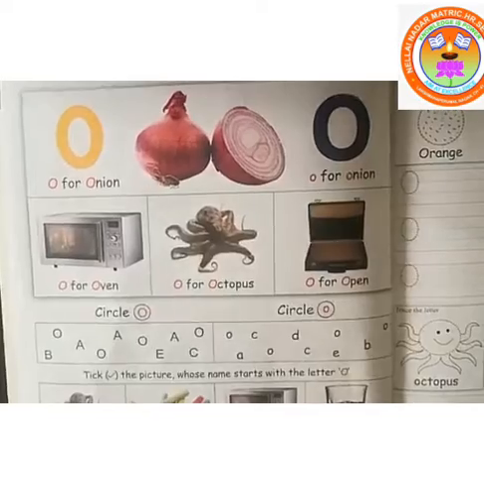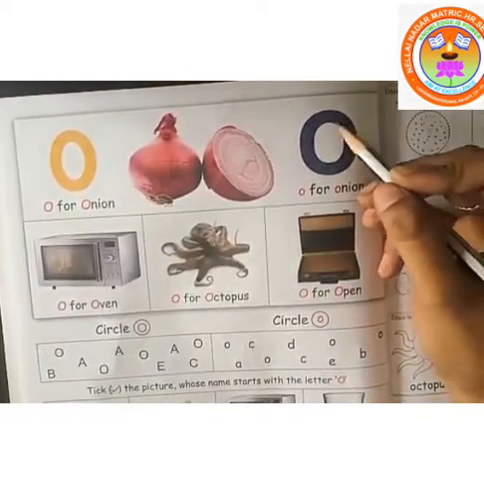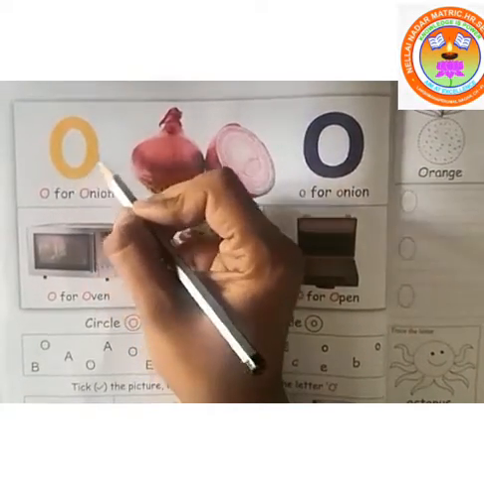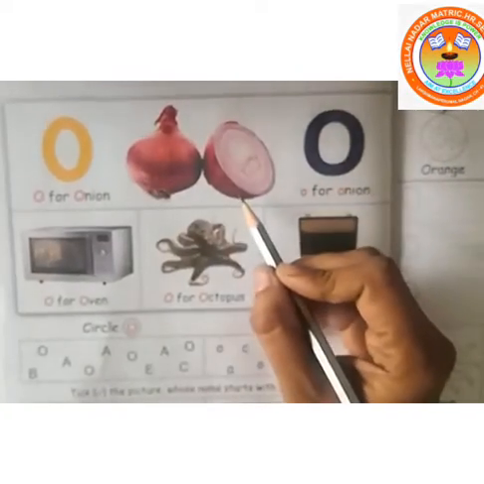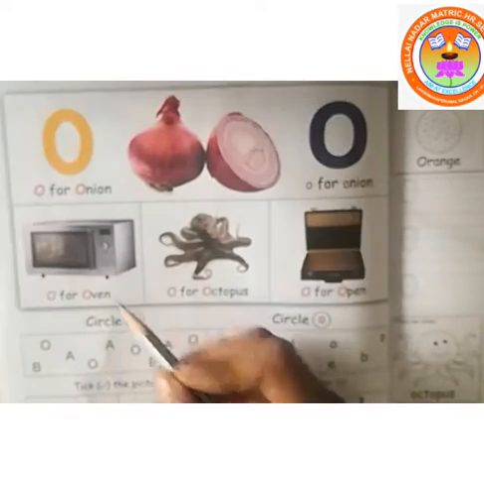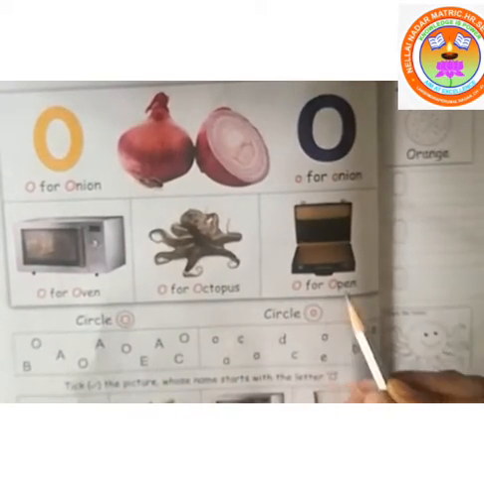Today in English we will see letter O. This is capital letter O. This is small letter O. O for onion. O for oven. O for octopus. O for open.